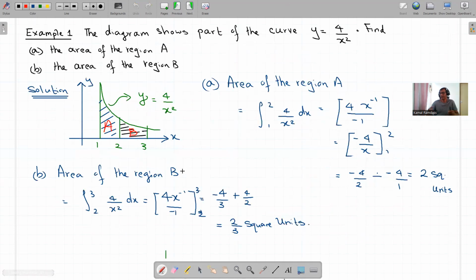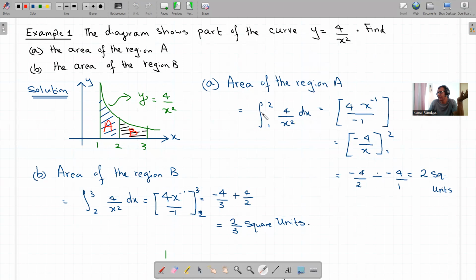OK. Example 1. The diagram shows part of the curve y is equal to 4 over x squared. Find the area of the region A. Find the area of the region B. We have the boundary values, so we just need to integrate.